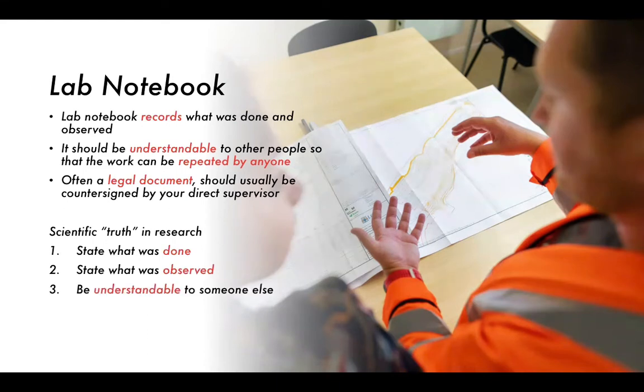First of all, we need to state what was done, then state what was observed, and then make sure that it is understandable to someone else, because some projects may extend well beyond your tenure with a particular organization. The lab notebook stays with the organization, and it may be given to someone else who works on this project after you, so they should be able to understand what is going on. The greatest error made by scientists is writing incomplete or unintelligible notes, and this is something that should be avoided.